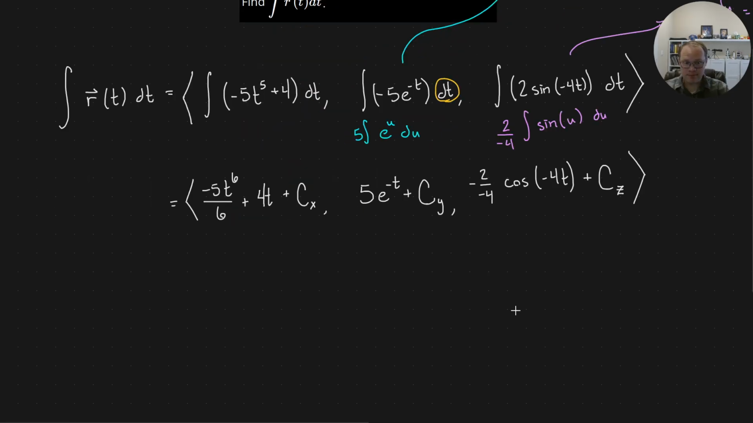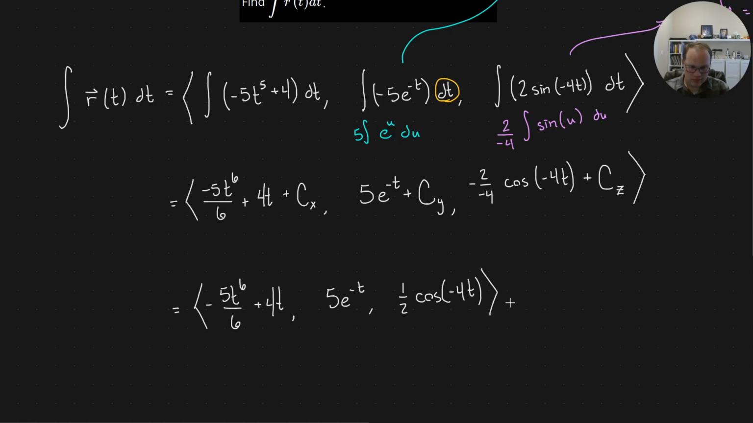So essentially I'm done. Though in each term I have a constant. Let's break this up into pieces. I'm going to break this up into a vector without constants. So negative 5t to the 6 over 6 plus 4t, and I'll leave off the cx for now. 5e to the negative t, I'll leave off the cy for now. And then here, I'm going to simplify this. That's positive 1 over 2 once it's simplified. Cosine of negative 4t. And then I leave the cz off for now. But I'll put all those constants in a separate vector over here.